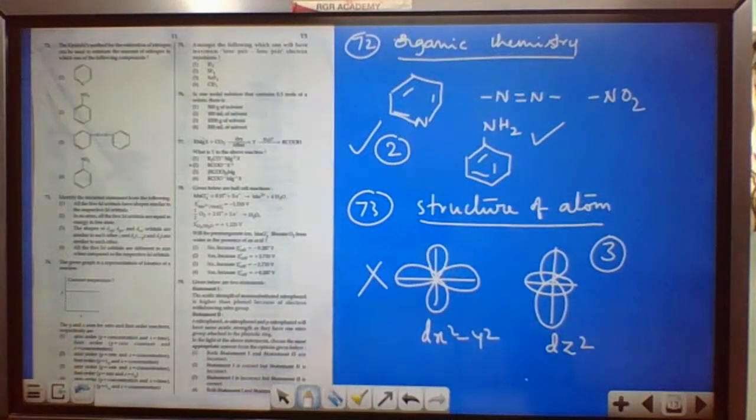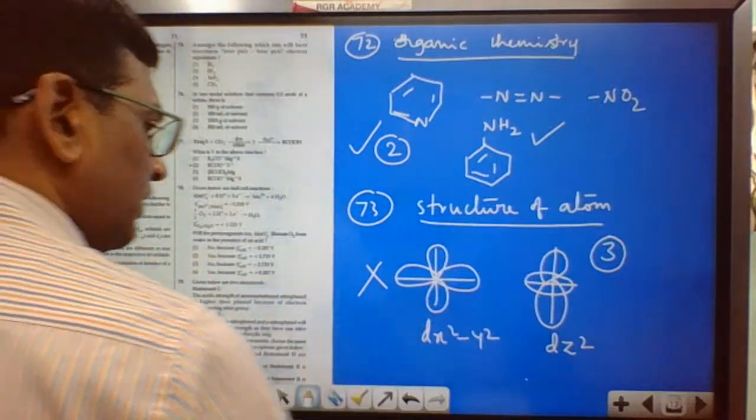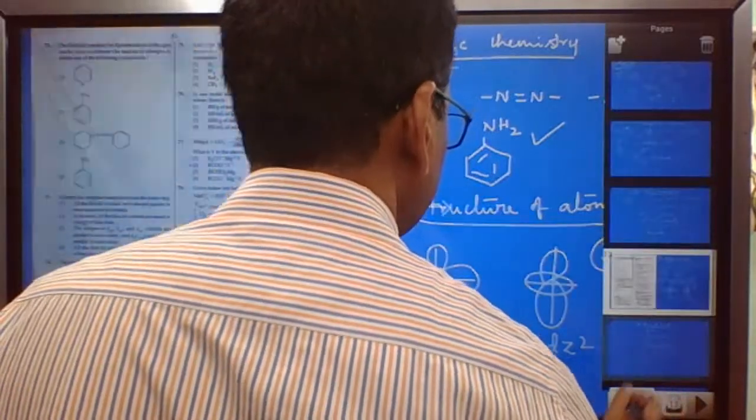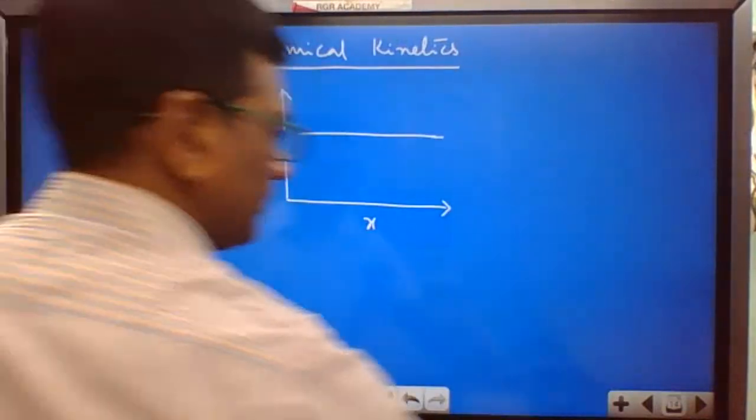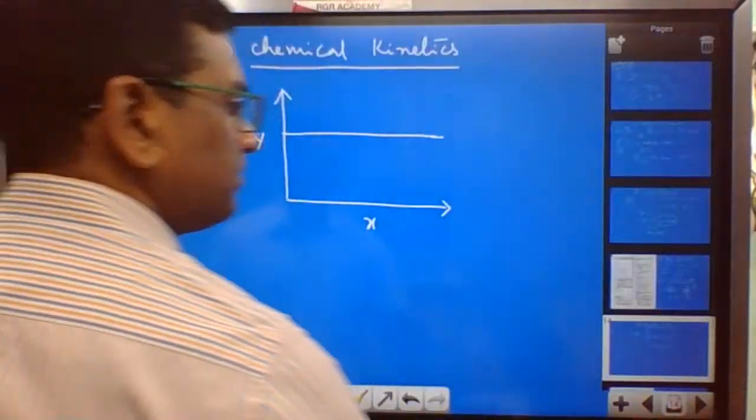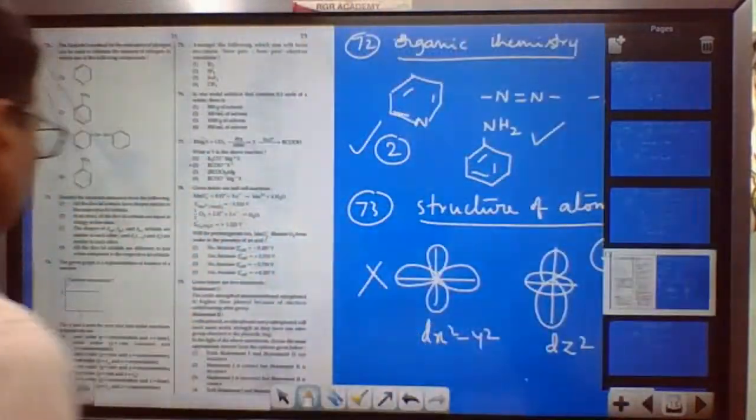Next, coming to first order reaction, t half and concentration. So second option, very interesting question. Second option is the right option. Then coming to the next question.